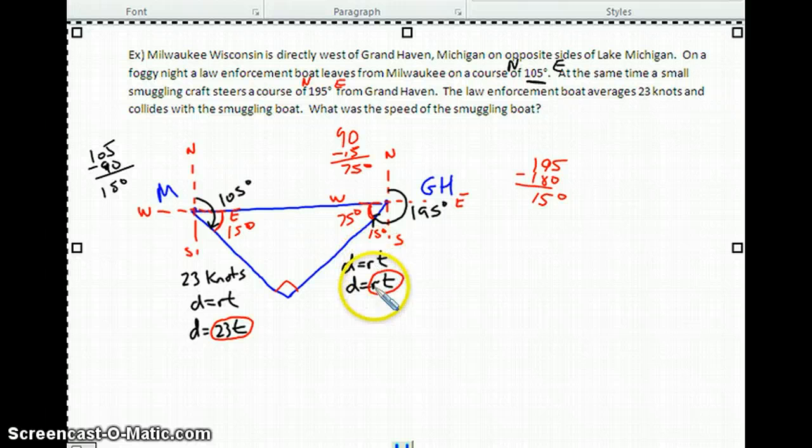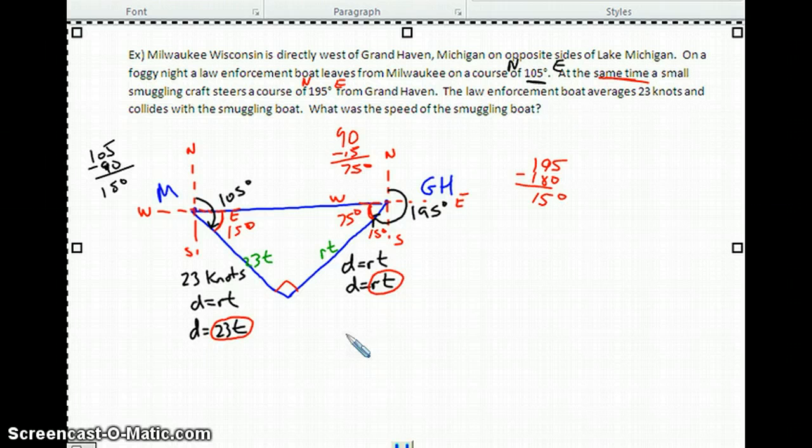Well, what I do know is that since they left at the same time, whatever the t value is going to be exactly the same. So what I can say then, this side of my triangle would be 23t, because it's the rate that it's traveling times the time. This side of the triangle would be its rate times its time, and I don't know any of those, but I do know that the t's are exactly the same because they left at the same time.